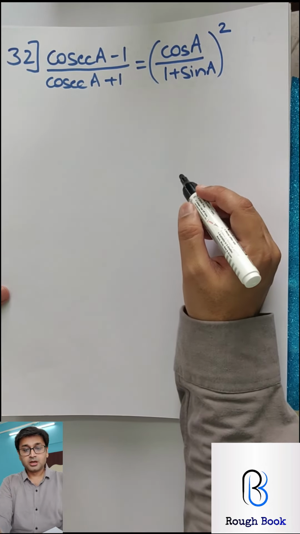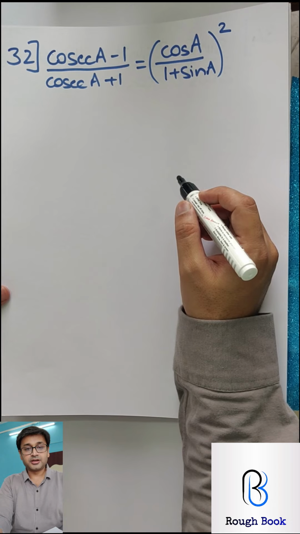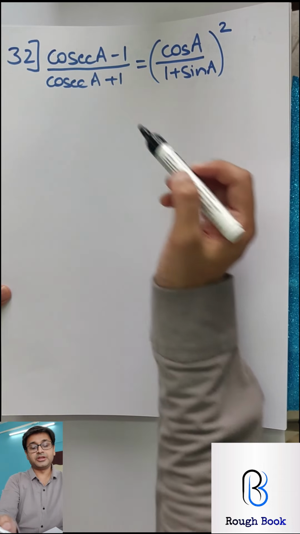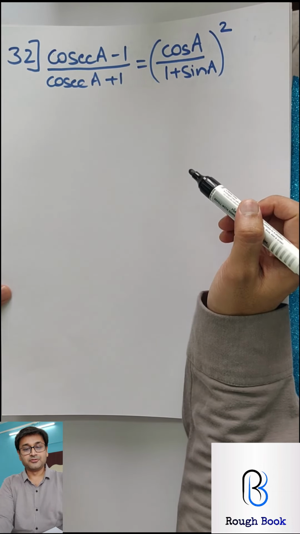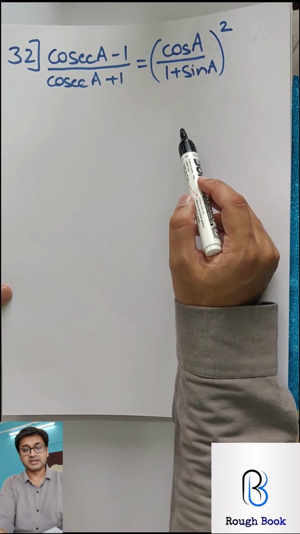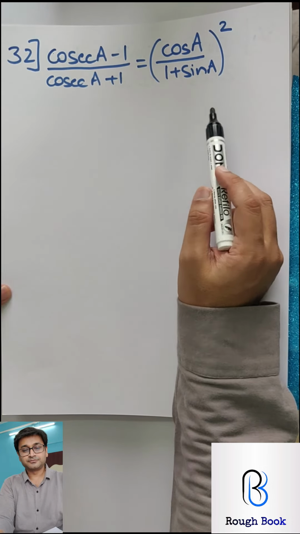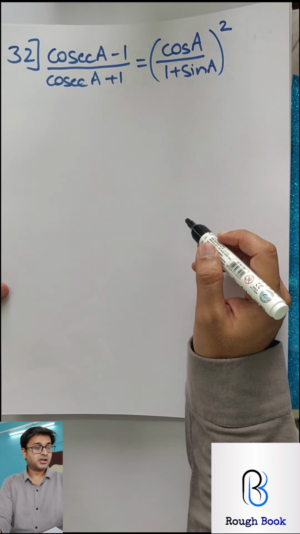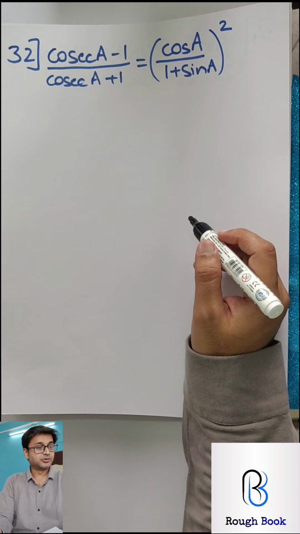32. Come on, pause the video. Try it. You want me to tell you which side to start from? I think the easier option could be to start from the left hand side, but I'm confused. Can I start from right hand side? Cos square upon 1 plus sine, and then any side, doesn't matter. So whichever side you feel is simple, try from that side. 100% you will get your answer.